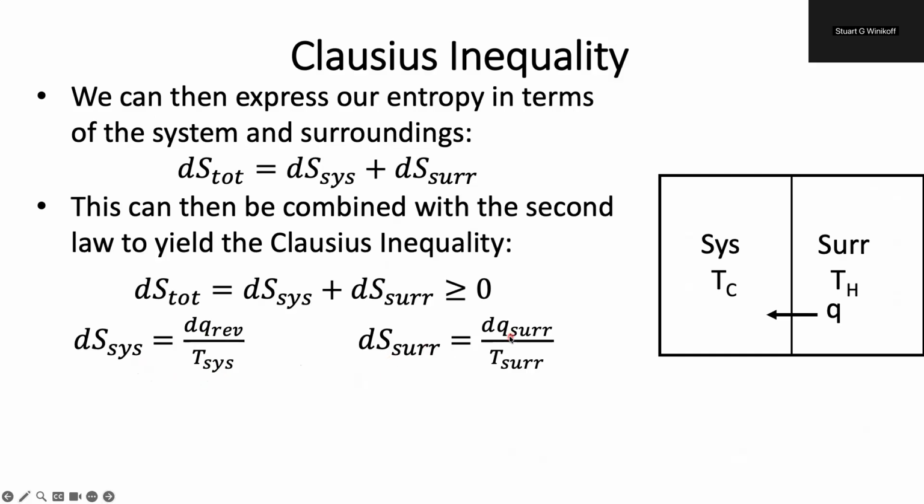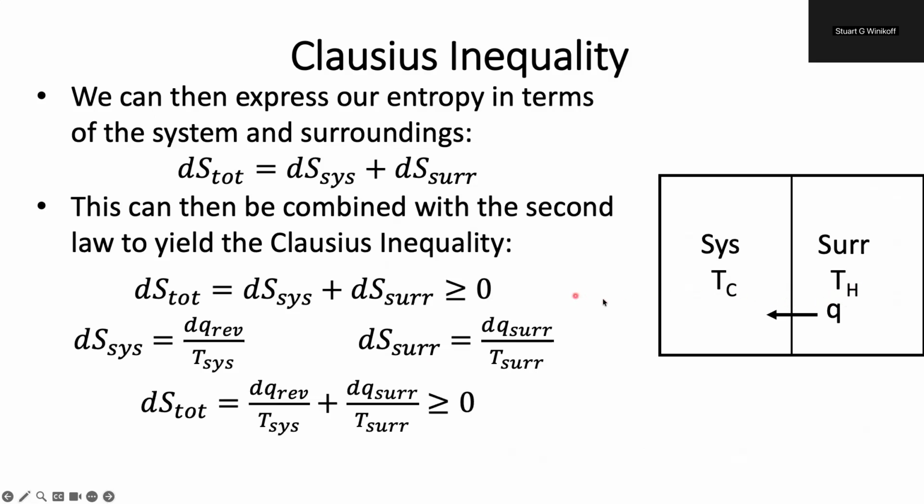The entropy of the surroundings is not going to be based on the reversible heat, but instead the actual heat that the surroundings are provided. So this is still technically going to be a state function, but we're going to see a lot more change in that surrounding entropy. And then again, the temperature of the surroundings. Note that oftentimes the system and the surroundings may be at different temperatures.